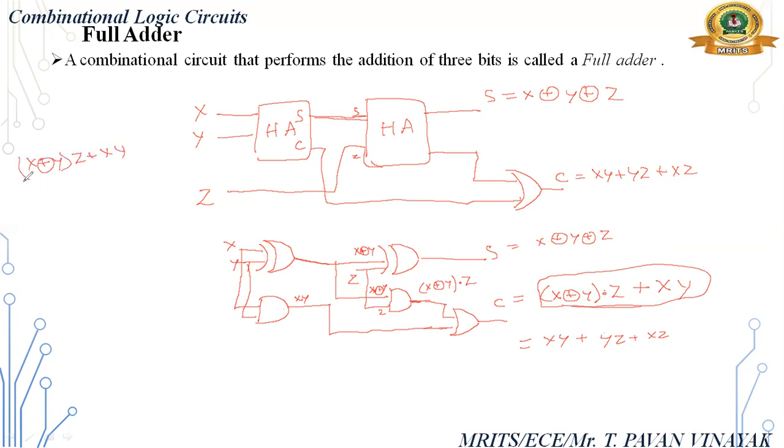See, I am expanding this one. What is this one? X bar Y plus Y bar X, into Z, plus XY. Now multiply this one: X bar YZ plus XY bar Z plus XY. Okay, now let us minimize the expressions.